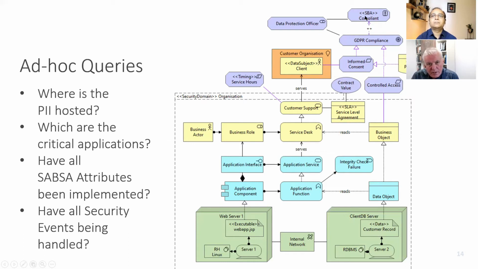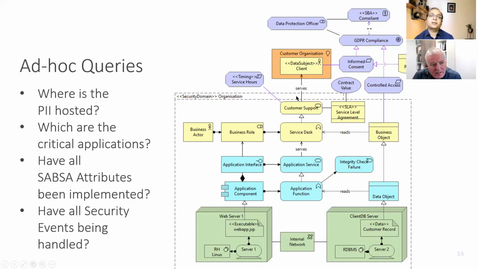SABSA part of it, we know we have a SABSA business attribute where the organization wants to be compliant. The data protection officer obviously has that concern with respect to GDPR compliance. So if we can achieve GDPR compliance, that will contribute strongly to our overall compliance position. What do we need for GDPR compliance? Well, among other things, we need informed consent and we need controlled access. And the other one's behind my video screen. There's another one there as well. But basically, that's the basic scenario.